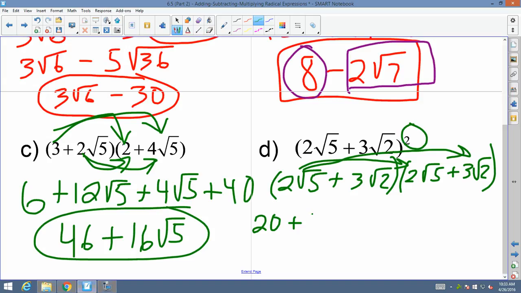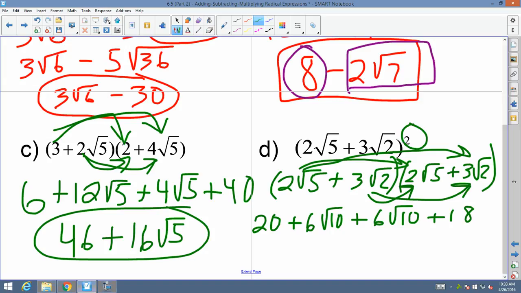That's perfect. 6 square root of 10. Excellent, gentlemen. What's 3 square root of 2 times 2 square root of 5? Same thing. This is going to be 6 square root of 10. And what's 3 square root of 2 times 3 square root of 2? 9 times 2 is 18. So my answer is 38 plus 12 square root of 10.